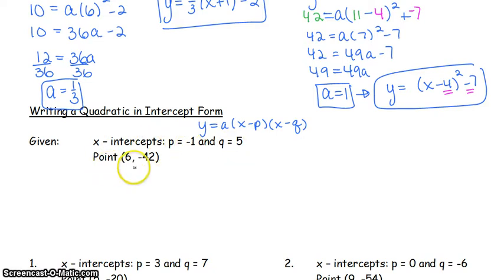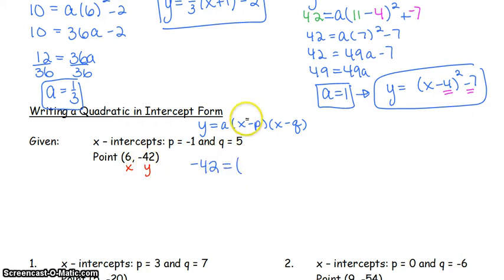And then I'm going to tell you a point. And we know that just like above, the point is the x and the y. Anytime you have intercepts, those are the p and q from the general form. So when we go to write this, we get our y. We replace the y with the y coordinate from our point, which is -42.